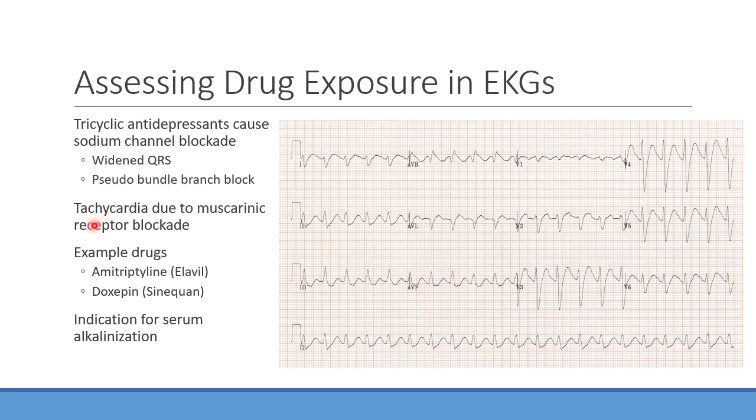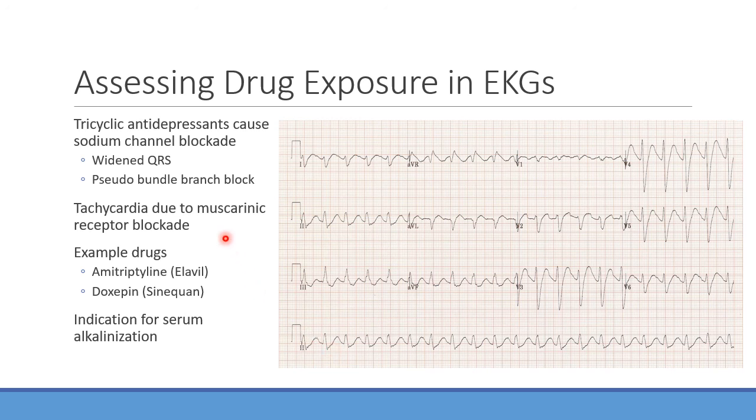Other things you can see: tachycardia, because this drug also blocks muscarinic receptors. If you block those acetylcholine receptors, what does that do to heart rate? It should increase, because normally the parasympathetic innervation would cause the heart to slow down. By blocking that, you cause it to speed up. So if this looks like a tachycardic patient, you would notice the QRS is prolonged. Looking at lead 2 here, the QRS complex is wider than you'd normally see in a non-drug exposed patient.